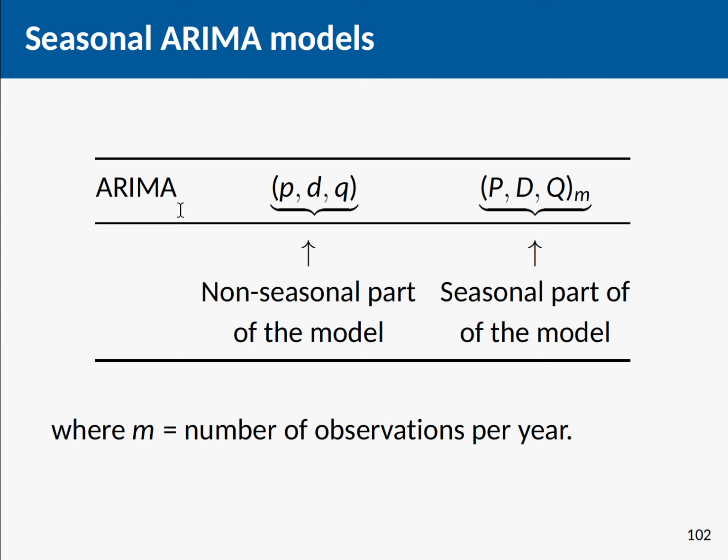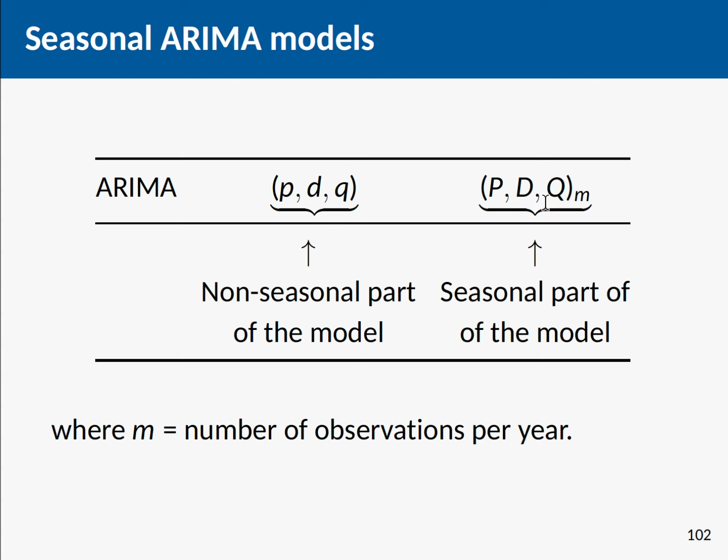So what we are familiar with is ARIMA(p,d,q), where p refers to the autoregressive component, d refers to the order of differencing or the order of integration in the data, how many times we need to difference our data to make it stationary, and q refers to the MA component. Okay, so this is the non-seasonal part of the model.